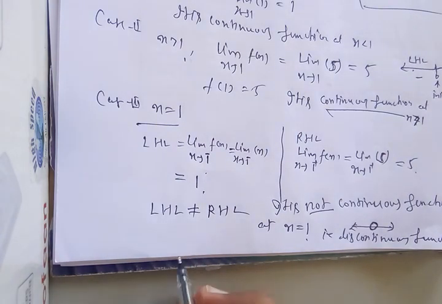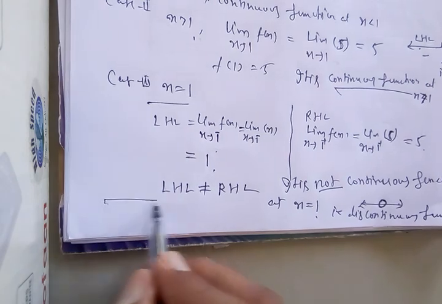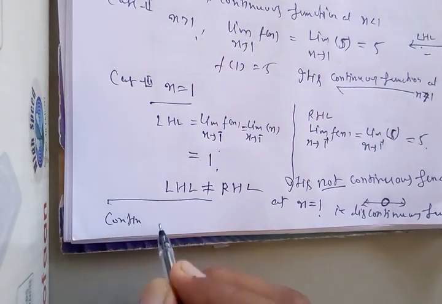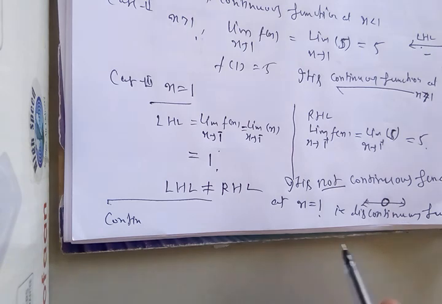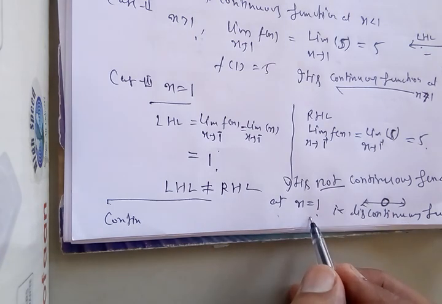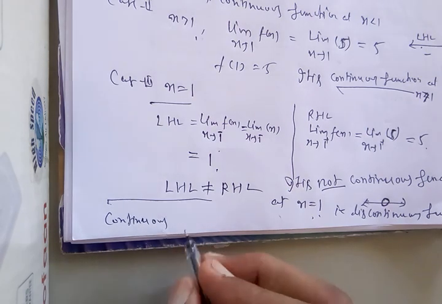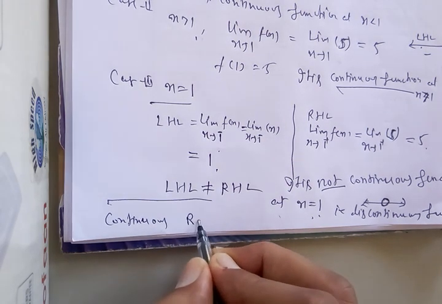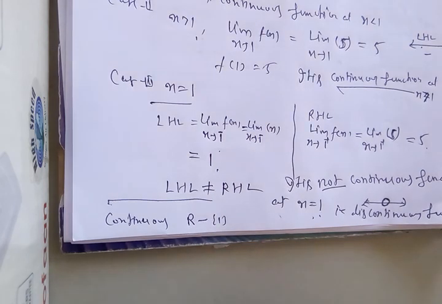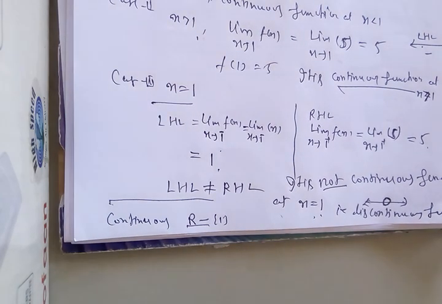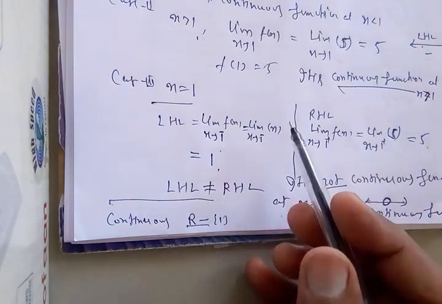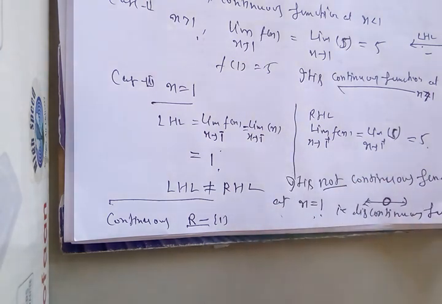At x equal to 1 the function is discontinuous, but for less than and greater than it is continuous. So the continuous function interval is real numbers minus 1. In this function, if you remove 1 from the reals, then the function everywhere else is continuous; it is only discontinuous at 1. So the function is continuous on real numbers minus 1. Clear?